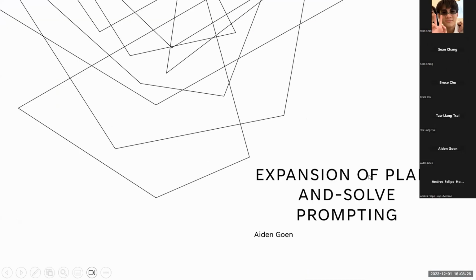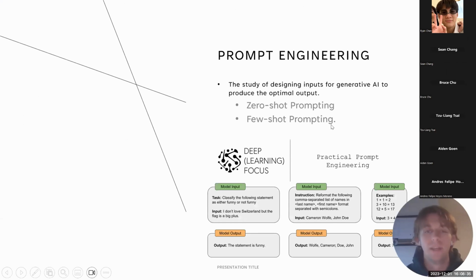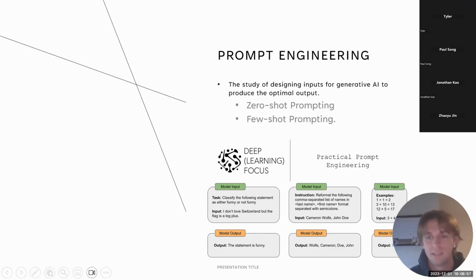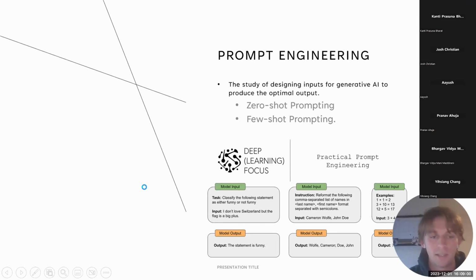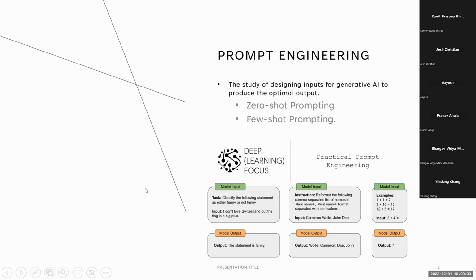All right. My name is Aiden Goen, and my paper and my implementation is an expansion of plan and solve prompting. Let me first talk about plan and solve prompting, as it is a diversion from prompt engineering. Prompt engineering is the study of designing inputs for generative AI and large language models to produce optimal output. The very basic level of prompt engineering is zero-shot prompting and few-shot prompting. Zero-shot, for example, is you're just asking the large language model a question, and you're basically just telling it how you want it to answer that question without giving it examples.